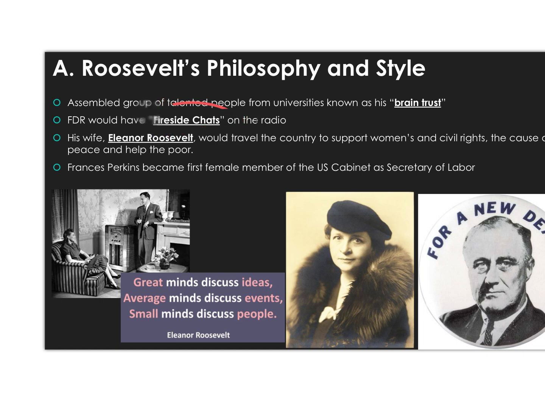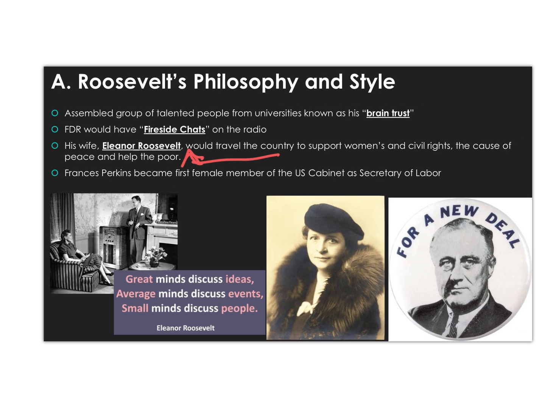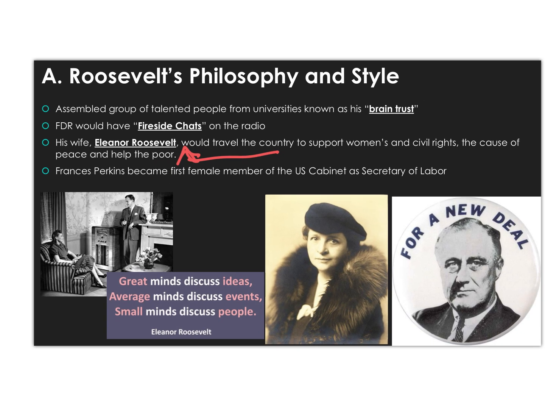His wife plays a big role too. You can't forget Eleanor Roosevelt. Our standards in Texas, you only have to know 2 first ladies, and number 1 is Eleanor Roosevelt. She would go around the country, be his eyes and ears. She pushed for women's rights, civil rights. She hated segregation. We'll talk about it later. We'll talk about Tuskegee Airmen quite a bit. And she wanted to help the poor. And she advocated for peace. She was a wonderful human being.